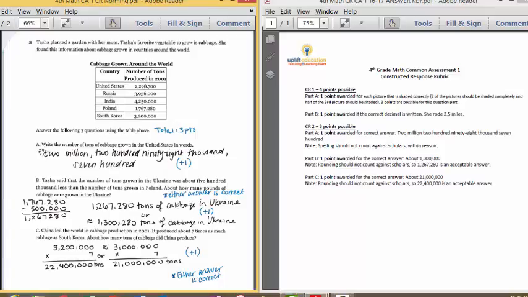For part A, they should write the number of tons of cabbage grown in the United States in words. What they would need to do is they would need to find the United States, and they would need to find the number next to it, and they need to write it into words.